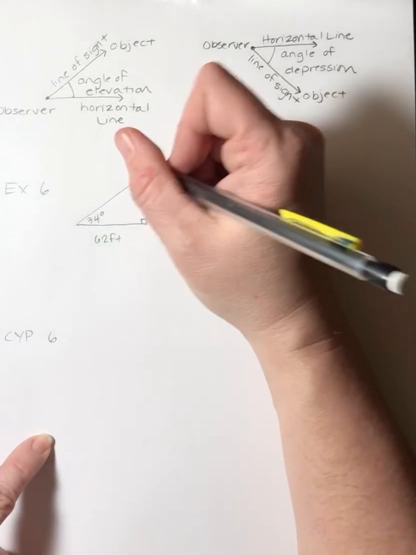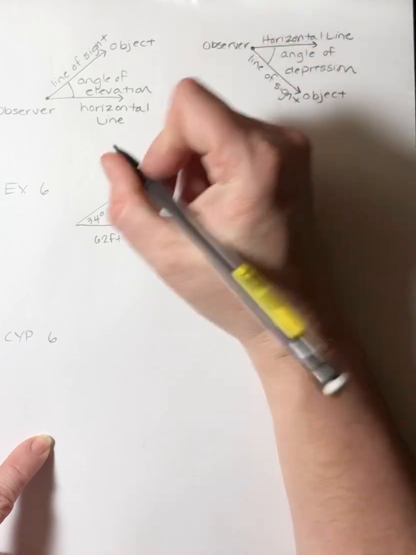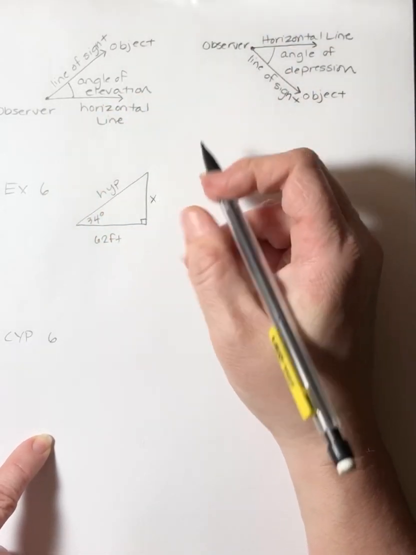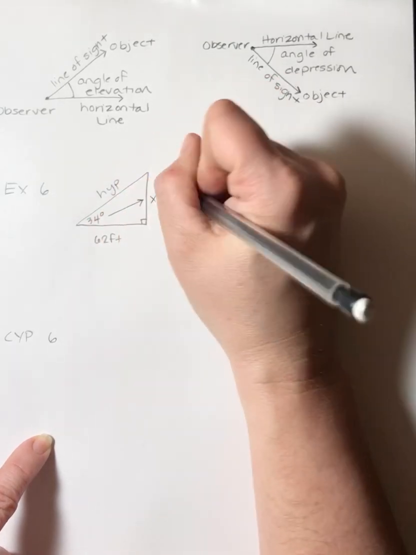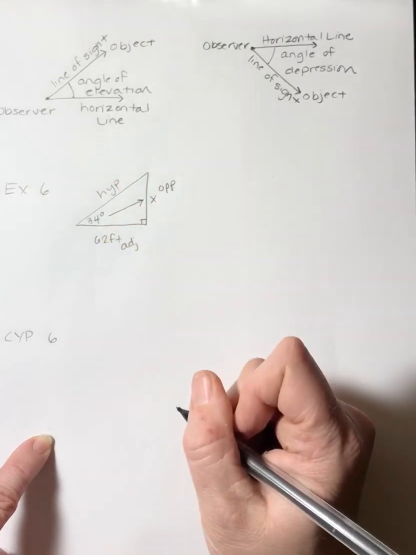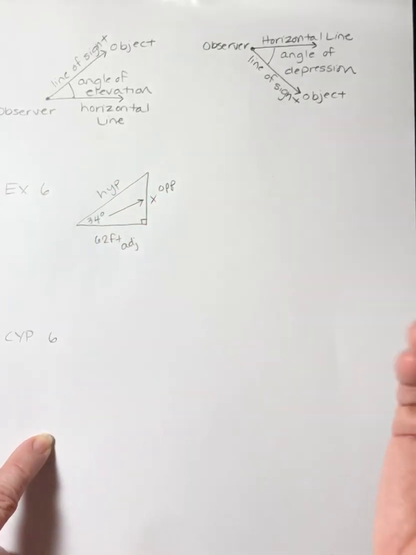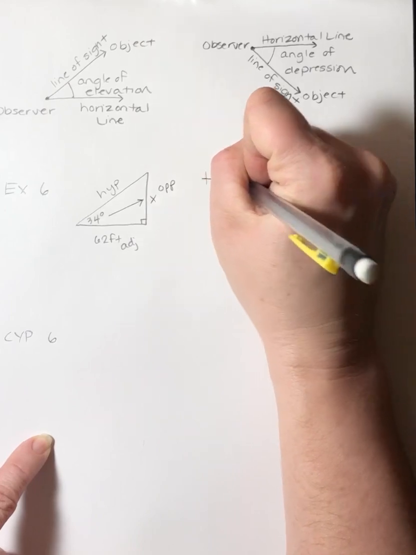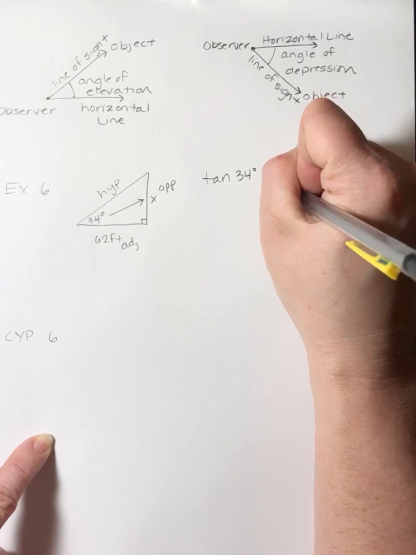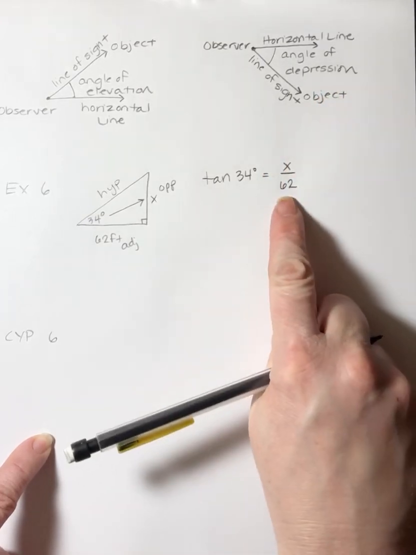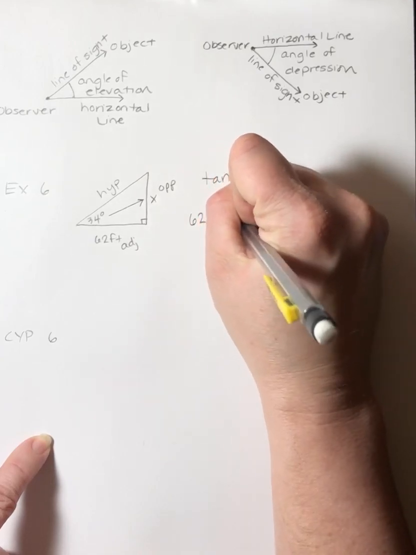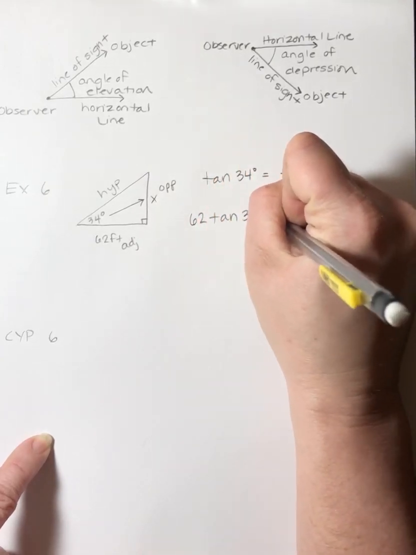So, which trig function? Sine, cosine, or tangent? Well, this is my hypotenuse, which is not given to me. This is my side opposite, and this is my side adjacent. So, opposite and adjacent, tangent. Tangent of 34 degrees is equal to opposite over adjacent. So, I multiply by 62. So, 62 times the tangent of 34 equals x.